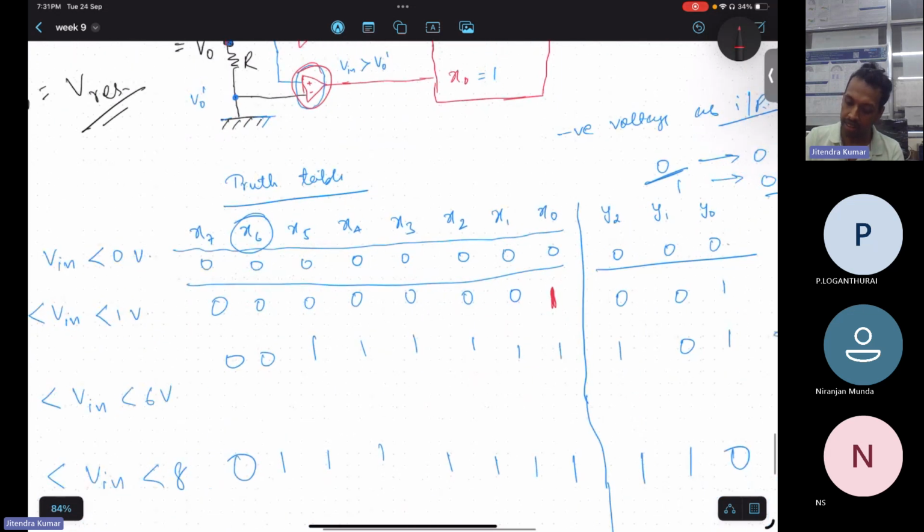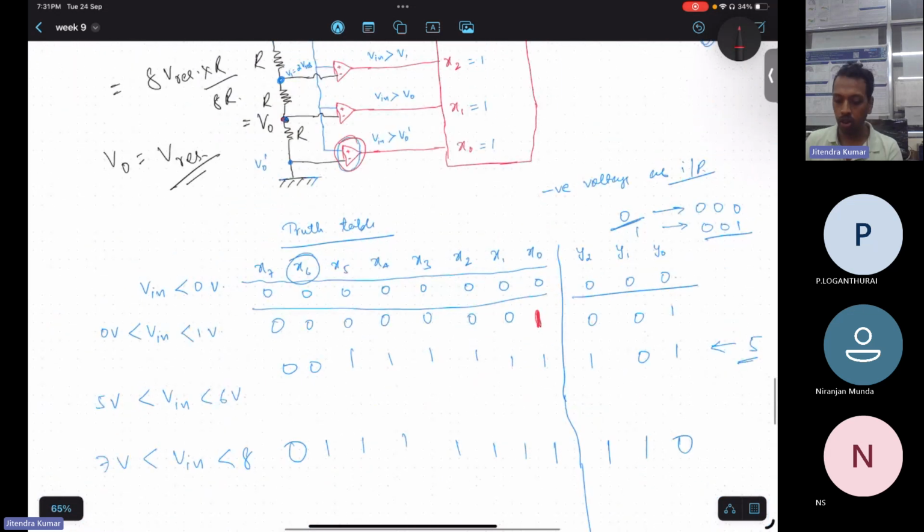So in that case, only X0 will be on. Rest all comparators will provide output as a 0. Comparator will just compare both the values. So our output will be in terms of decimal. So in decimal, how will we write 1? 001. Yes, okay?